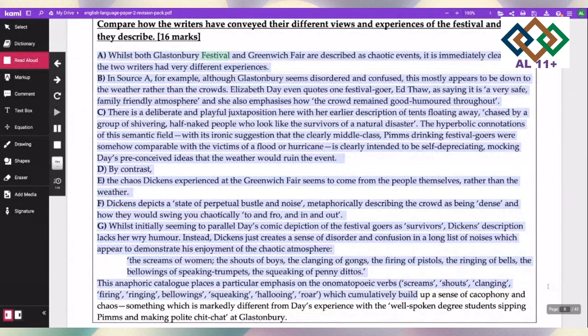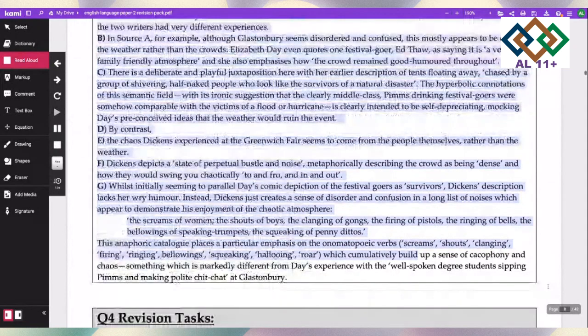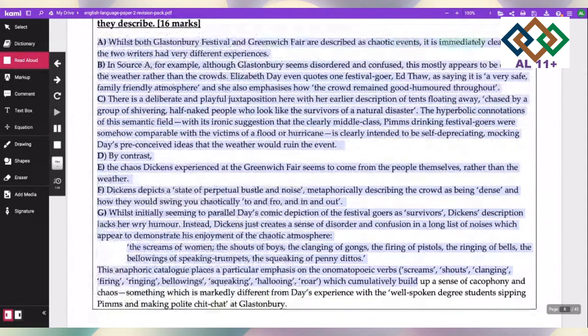Whilst both Glastonbury Festival and Greenwich Fair are described as chaotic events, it is immediately clear that the two writers had very different experiences. In Source A, for example, although Glastonbury seems disordered and confused, this mostly appears to be down to the weather rather than the crowds. Elizabeth Day even quotes one festival goer, Ed Thaw, as saying it is a very safe, family-friendly atmosphere, and she also emphasizes how the crowd remained good-humored throughout.